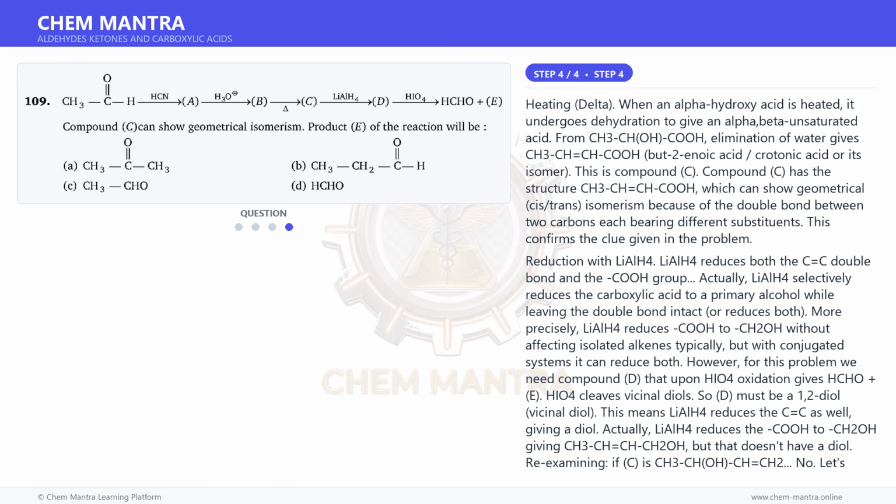Re-examining if C is CH3CH(OH)CH=CH2. No. Let's reconsider. If dehydration of CH3CH(OH)COOH gives CH3CH=CHCOOH, crotonic acid, then LiAlH4 reduction gives CH3CH=CHCH2OH, but-2-en-1-ol. This doesn't have a vicinal diol for HIO4 cleavage directly.